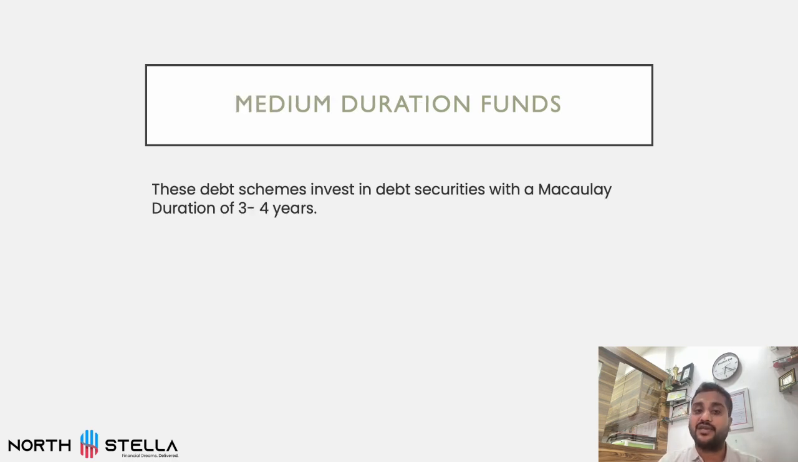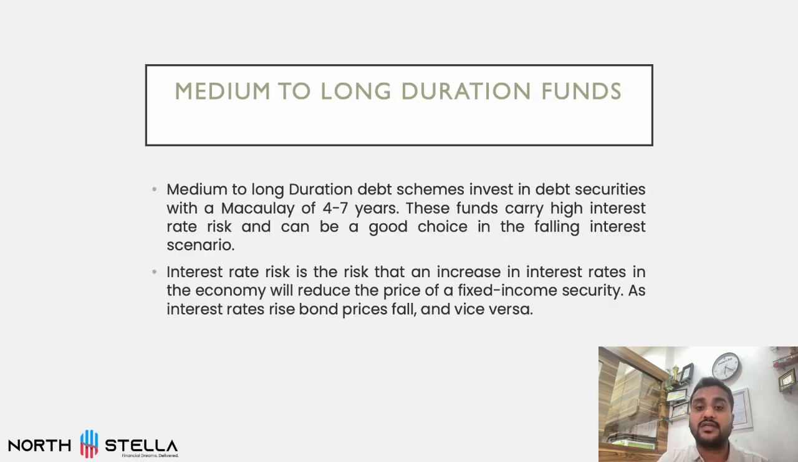Now there are medium duration funds. If you want to invest for 3 to 4 years but do not want to take risk in equity, then there are funds available where you can invest in medium duration funds which will have a Macaulay duration of 3 to 4 years, right? So we have to understand these are all durations which are calculated and then invested into those particular papers, right? Then there are medium to long duration funds. If you are willing to invest for 4 to 7 years, then there are funds available where you can invest in a debt mutual fund.